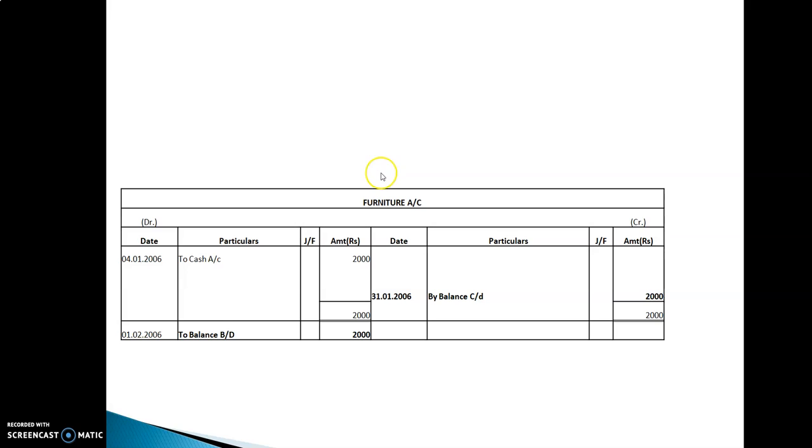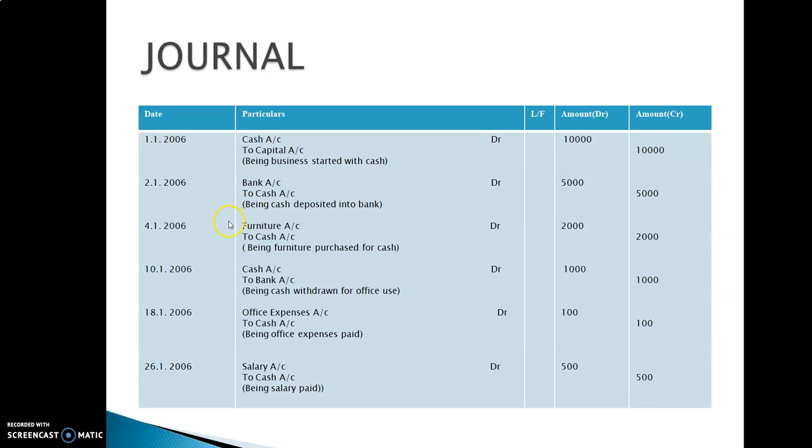Next is furniture account. Now first we have to see in which journal entry furniture account is there. So here furniture is only on the third entry, that is 4th January 2006. Furniture account debited to cash account. Now as I have already told, the ledger account which you are preparing, you cannot write it inside again. So now we are preparing the ledger account of furniture. So we cannot write furniture inside again.